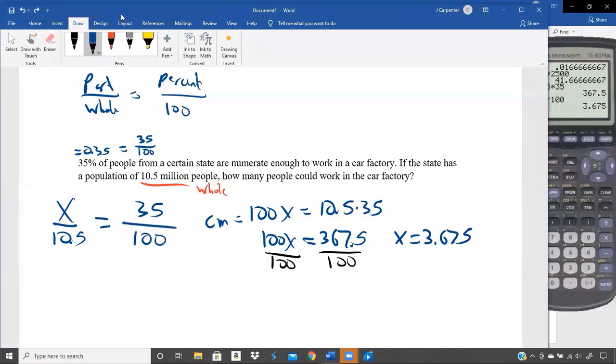All right, so we're talking about people, so someone might then say, all right, well, this is people. This is still wrong, because it's not 3.675 people or 3 people or 4 people, depending on how you want to round. The number for the whole we were given was in millions, which means this is also in millions. So it's 3.675 million people are numerate enough to work in that car factory.